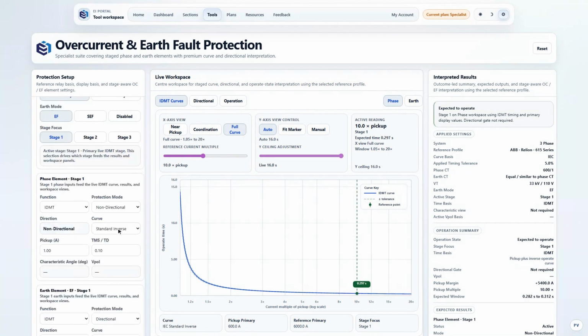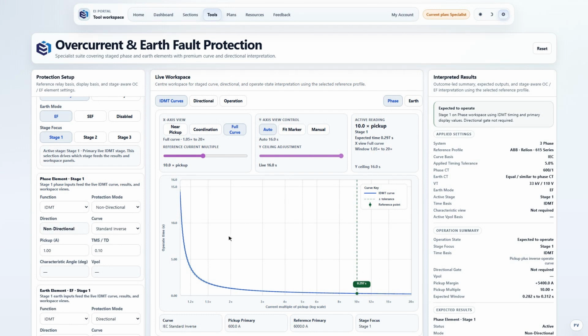And every change lands in the interpreted results. The verdict at the top, the operations summary below it, and the expected operate window 0.28 to 0.31 seconds with the timing tolerance applied. Now make it directional.